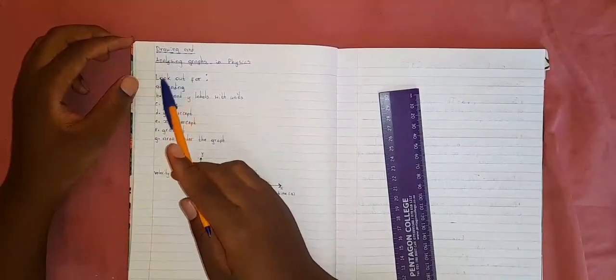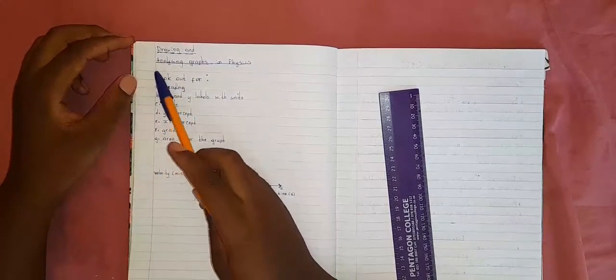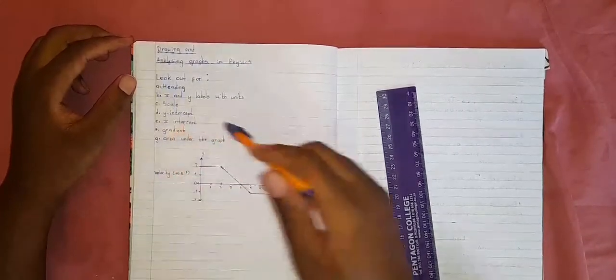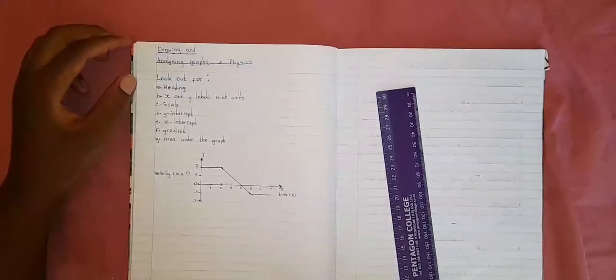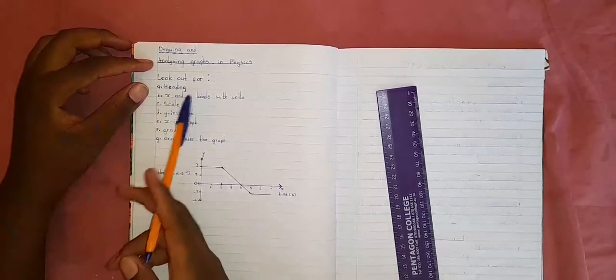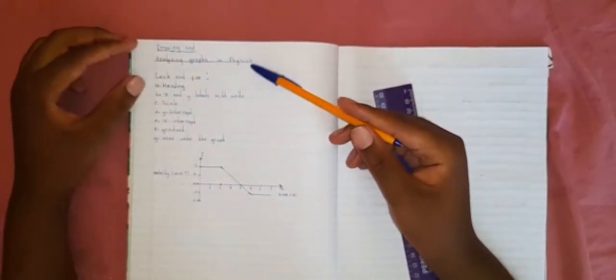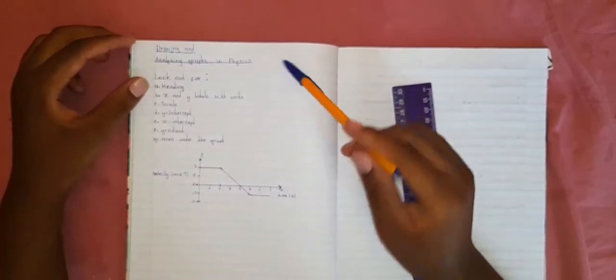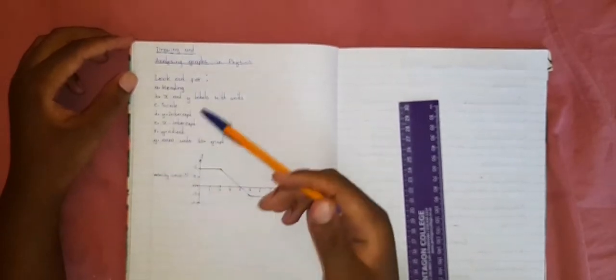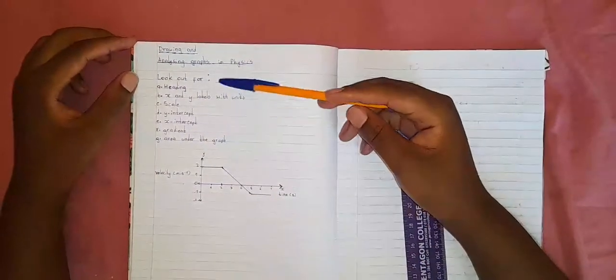Well, in physics, sometimes they might ask you to draw graphs, and sometimes they might ask you to analyze the graphs. So here I put a few important elements that will help you in drawing and analyzing your graph. And here I drew a graph, for example, to illustrate what I'm pointing out here.